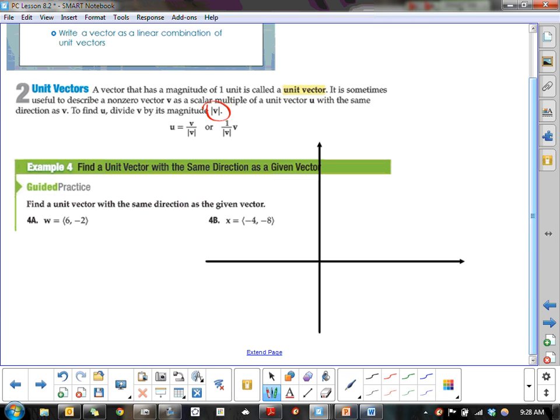So they gave us two ways of thinking about it. We can either take v over the magnitude of v, and this is your component form. Vector v is your components. Or you can take 1 over the magnitude times your component vector v. So find a unit vector with the same direction as a given vector. So if w is 6 comma negative 2, then how would you find the unit vector of vector w?